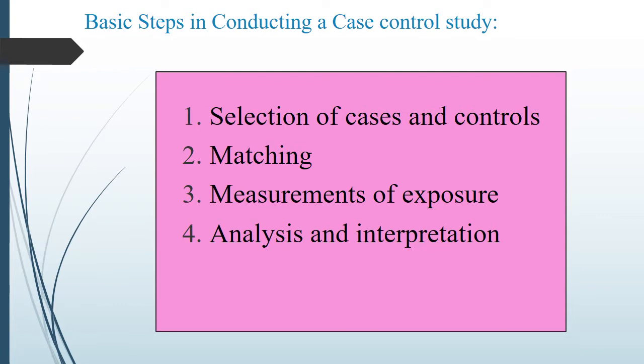Third is measurement of exposure, and how long the risk factors have been exposed to the people. Then analysis and interpretation, so we will see the result. Due to the long exposure, what was the ill effect or what was the result? That is the analysis and interpretation. So there are 4 steps. First, selection of cases and controls. Second is matching. Third is measurement of exposure, and fourth is analysis and interpretation.